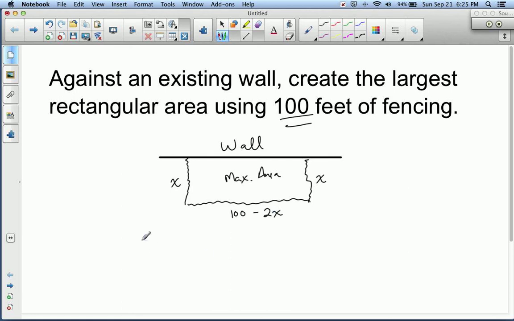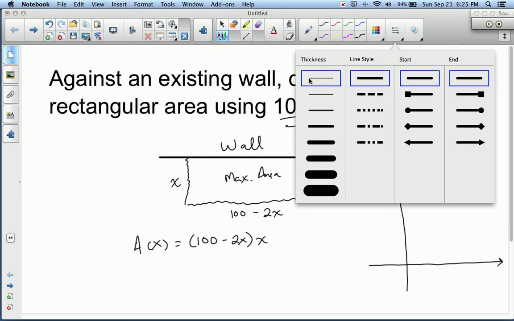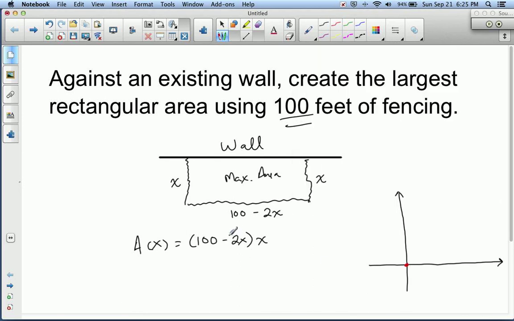100 minus 2x remaining, which means my area as a function of x, length times width, right? 100 minus 2x times x. Now I like it like that because that tells me everything I need to know about the graph. It tells me I have a 0 at 0. So let's go different color on that one. Alright, so I can put a 0 right here. It also tells me I have a 0 at 50. I know I have a negative quadratic with two linear roots at 0 and 50. So my graph looks like that.